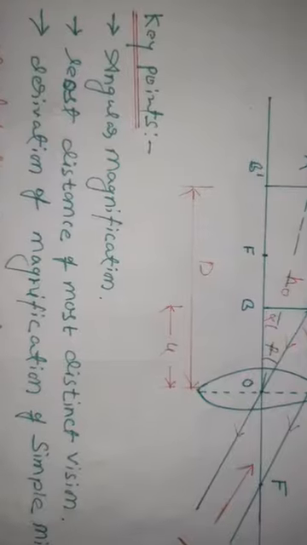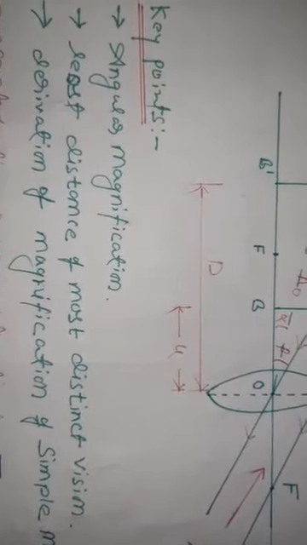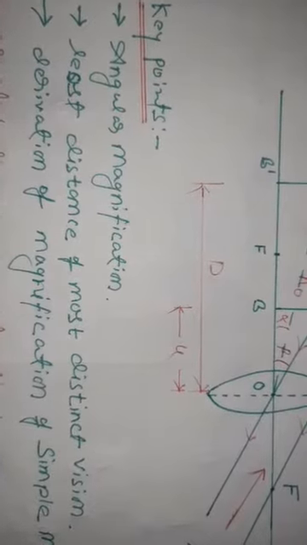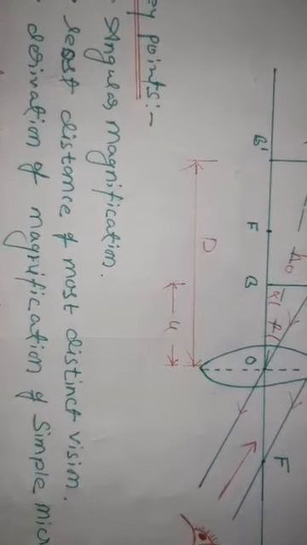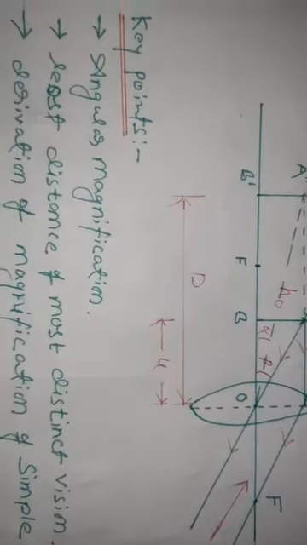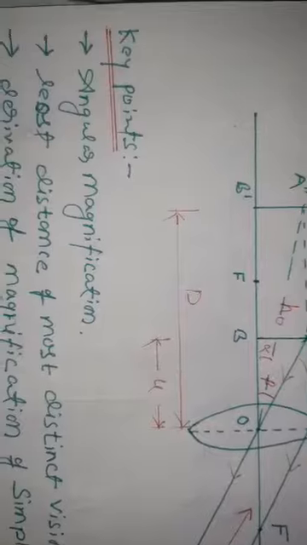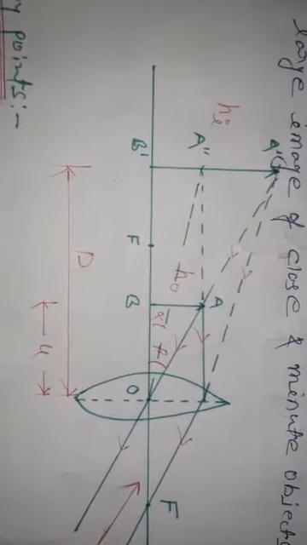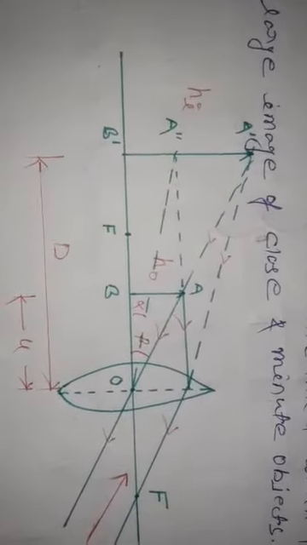So what are the key points of this particular lecture? The first one is angular magnification. The second one is the least distance of most distinct vision, and another one is the derivation of the magnification of a simple microscope. First we are going to discuss the concept of linear magnification. See the figure.